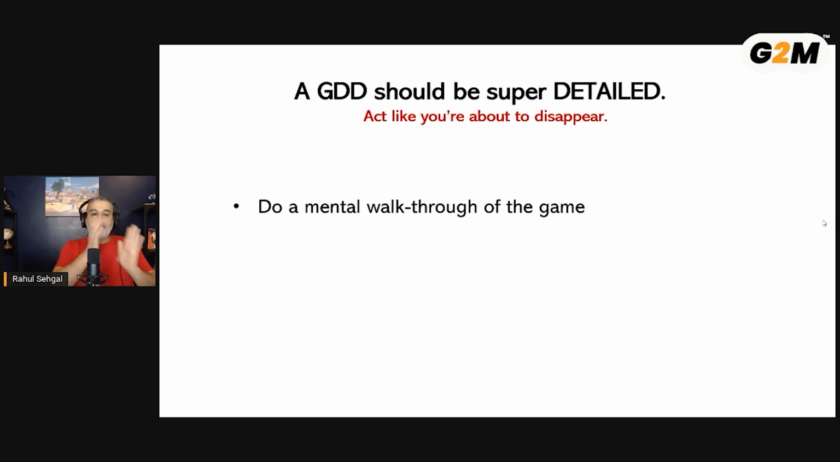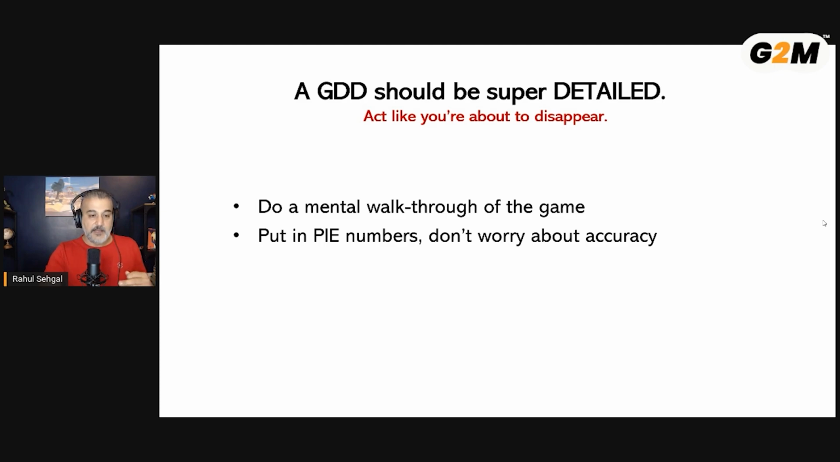So from moment to moment, do a mental walkthrough of the game, because that will allow you to write about the gameplay in great depth. If you don't do a mental walkthrough of the game, you're going to miss out a lot of details. Now put in PI numbers. What is PI? PI is my own term, called pre-iteration estimate. I'll show you this in the document that I'm going to share. So you have to put approximate numbers in for things.